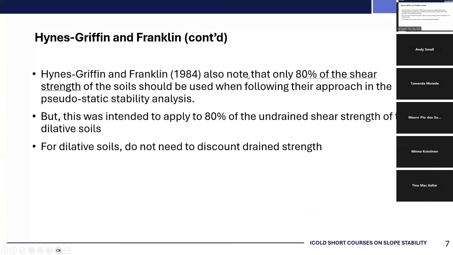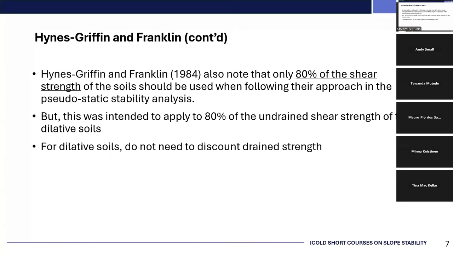They talk about 80% of the shear strength, and we've seen many people take pseudostatic analyses, take the phi of 30 degrees, take 80% of that to call it 24 degrees, and run the analysis. But when you read Heinz Griffin closely and you read some of the supporting literature, what they were talking about was 80% of the undrained shear strength, not of the drained shear strength. And so this is part of the misunderstandings in pseudostatic.